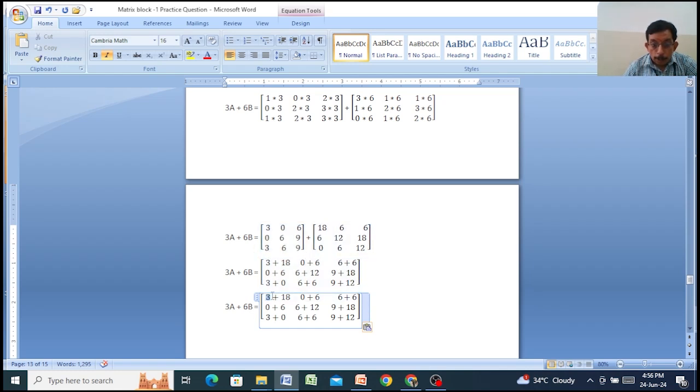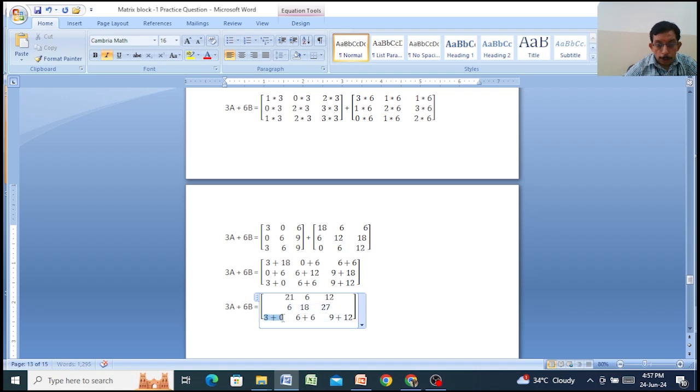Now we solve. 3 plus 18 becomes 21. Put down in the same position. 0 plus 6 is 6. Write down in the same position. 6 plus 6 is 12. Write down in the same position. 0 plus 6 becomes 6. Write down in the same position. 6 plus 12 is 18. Write down in the same position. 9 plus 18 is 27. Write down in the same position.